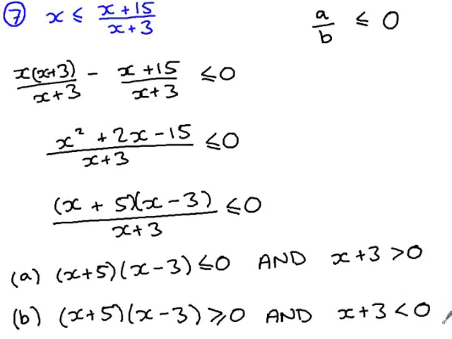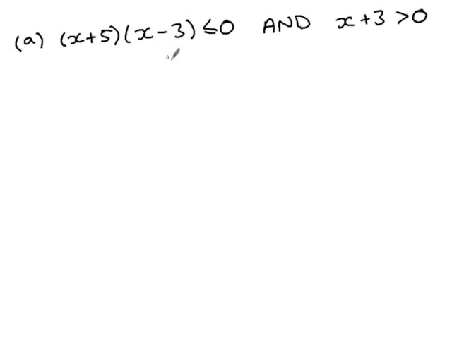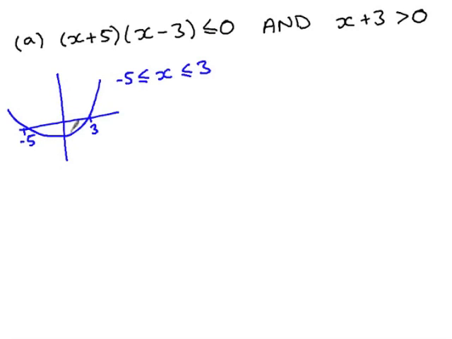So the first part of the first possibility consists of a quadratic with roots at -5 and 3, and we want to know the values of x when this function is less than or equal to 0. So that's when x is between -5 and 3 inclusive. And this is combined with values of x which are greater than -3.